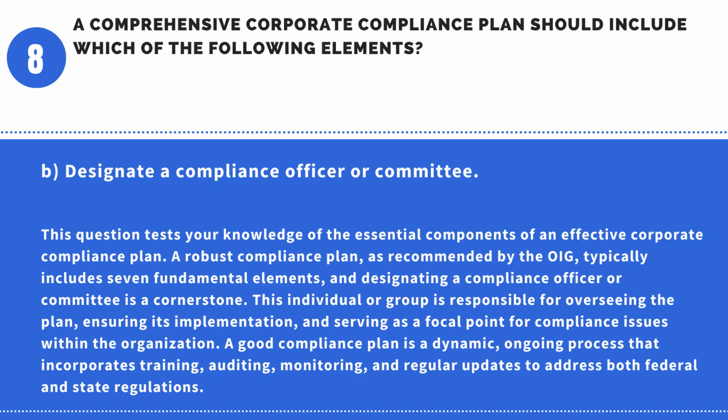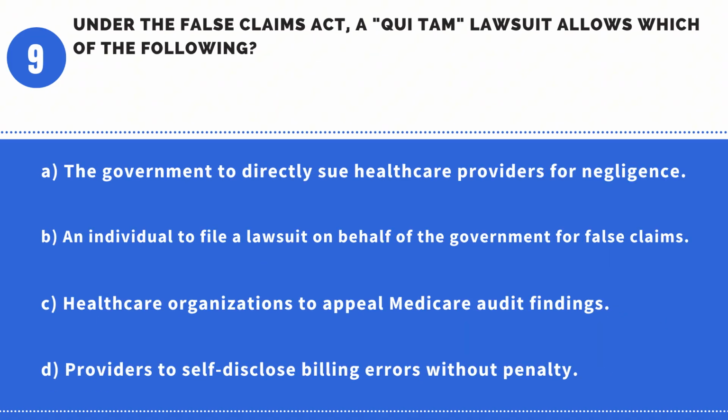This question tests your knowledge of the essential components of an effective corporate compliance plan. A robust compliance plan, as recommended by the OIG, typically includes 7 fundamental elements, and designating a compliance officer or committee is a cornerstone. This individual or group is responsible for overseeing the plan, ensuring its implementation, and serving as a focal point for compliance issues within the organization. A good compliance plan is a dynamic, ongoing process that incorporates training, auditing, monitoring, and regular updates to address both federal and state regulations.